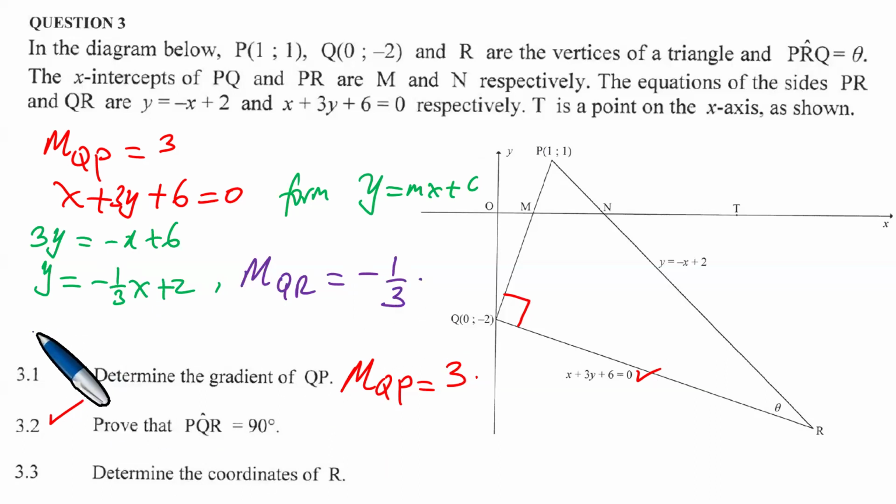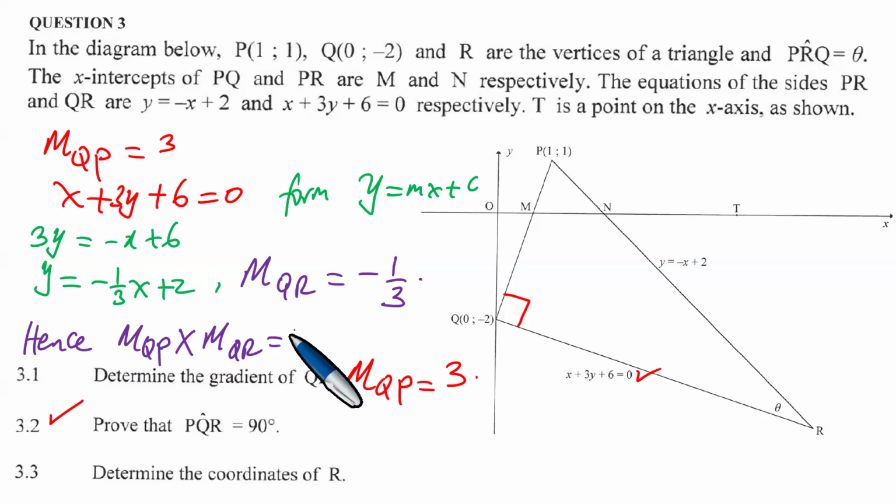Okay, thus, or hence, the gradient of QP times the gradient of QR equals... the gradient of QP is 3 multiplied by the gradient of QR, which is minus 1/3, like so. Multiplying 3 with minus 1/3 gives us a minus 1. Okay, what is the meaning of this?